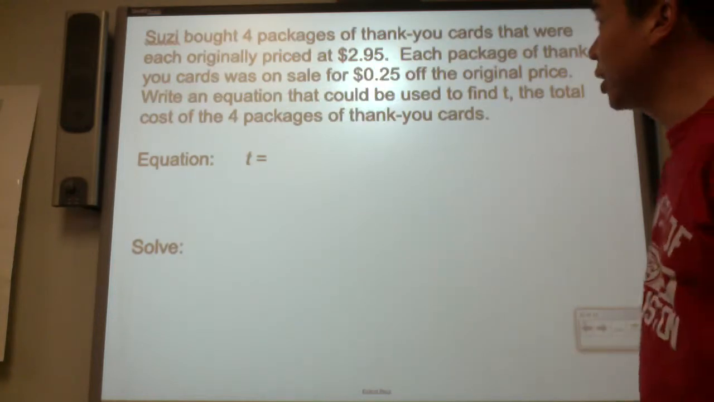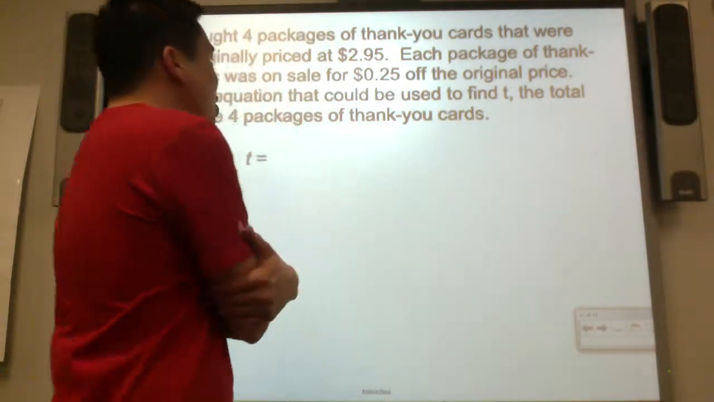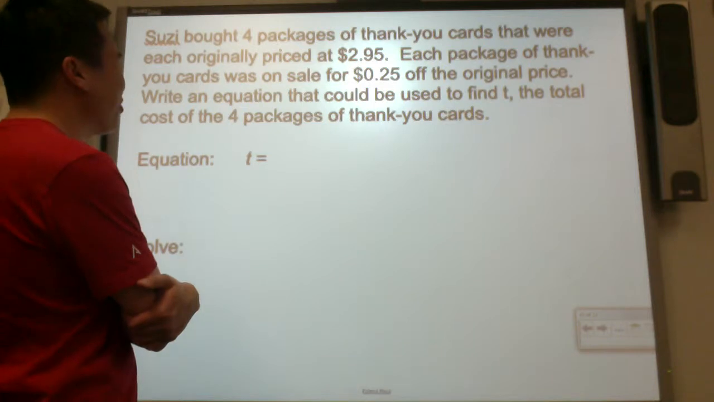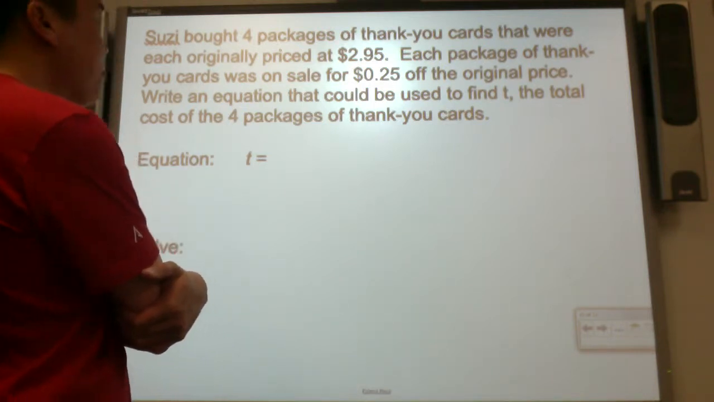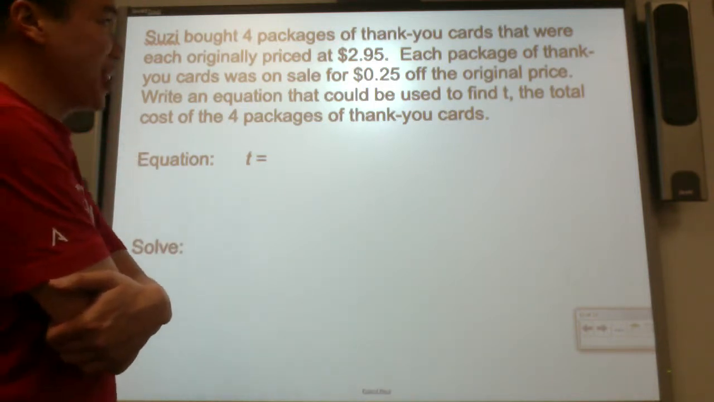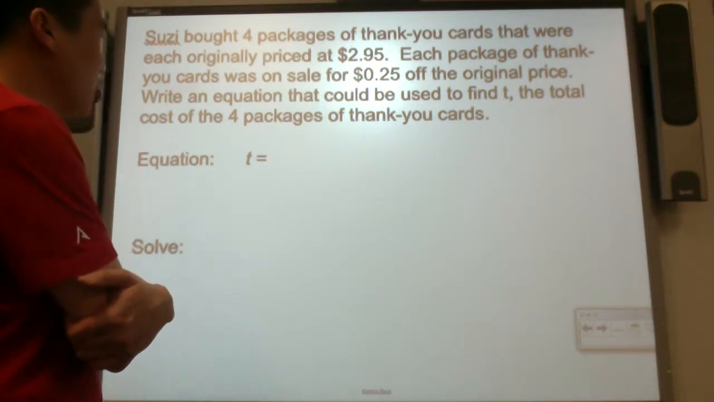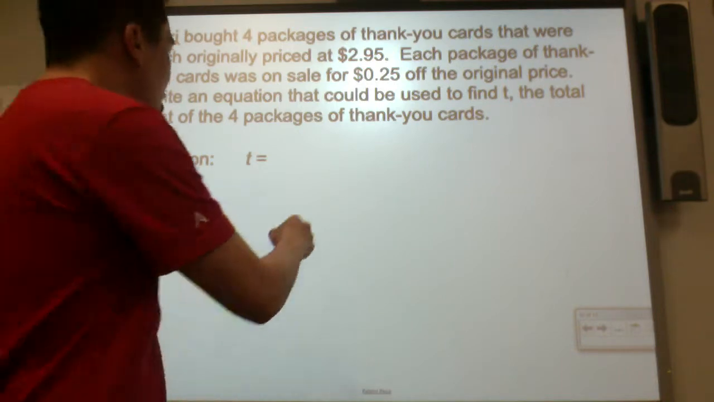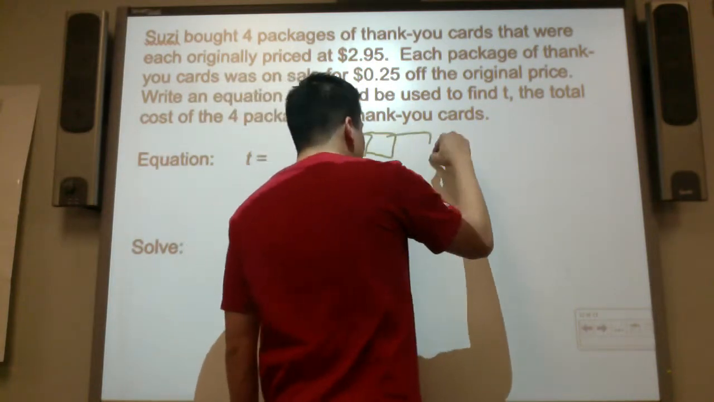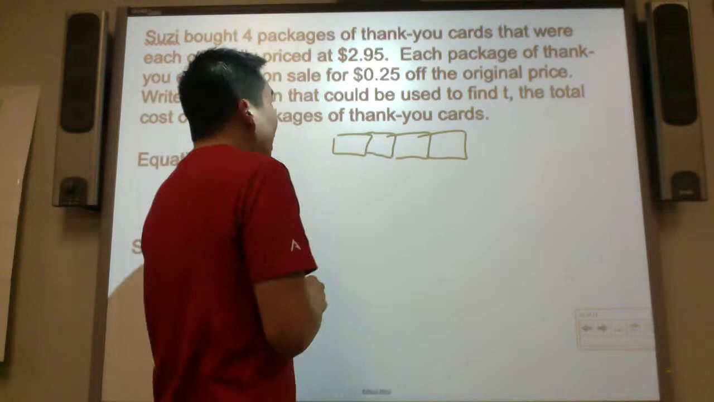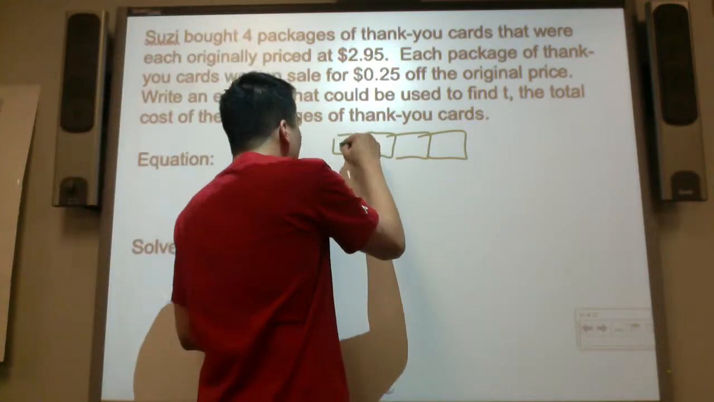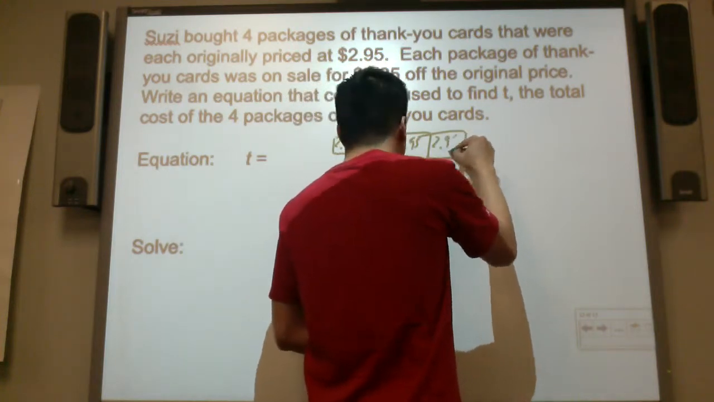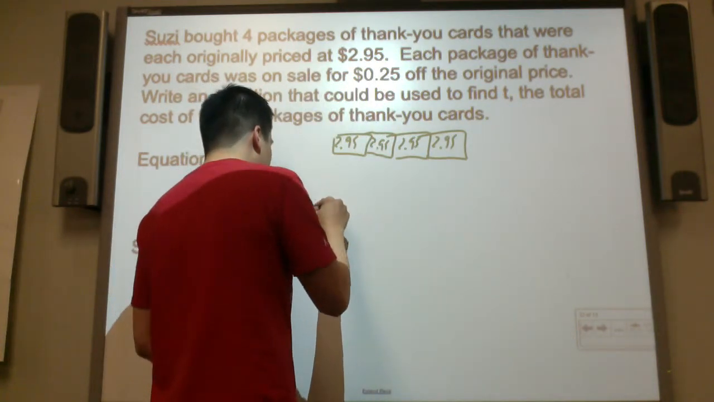Let's go to our last one. Susie bought 4 packages of thank you cards that were each originally priced at $2.95. Each package of thank you cards was on sale for 25 cents off the original price. Write an equation that can be used to find T, the total cost of the 4 packages of thank you cards. Let's think. She bought 4 packages of thank you cards. They were priced at $2.95 each. So that's 4 times $2.95.